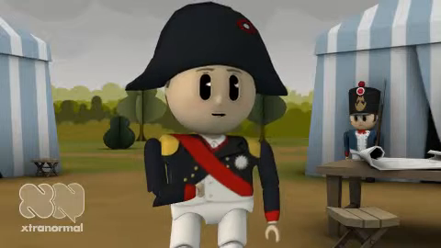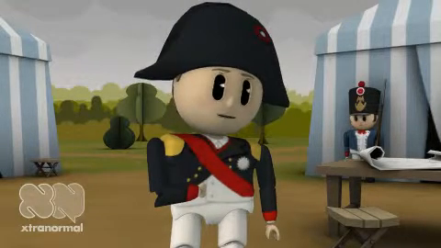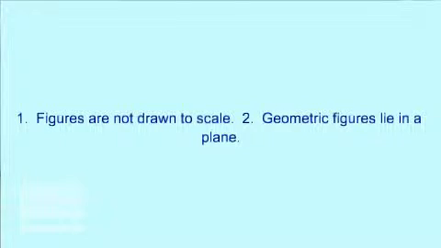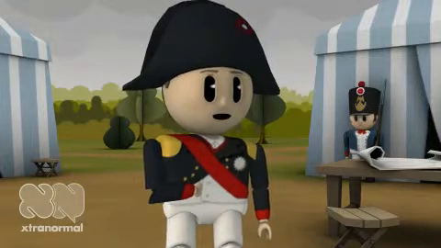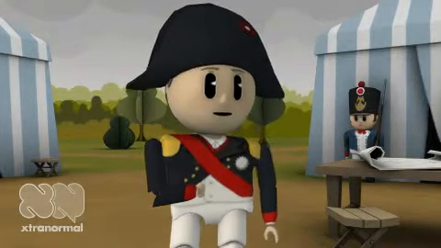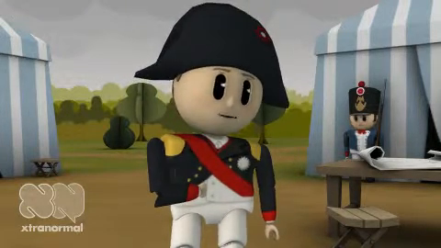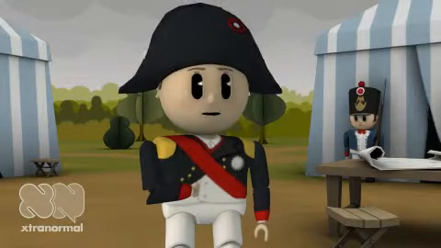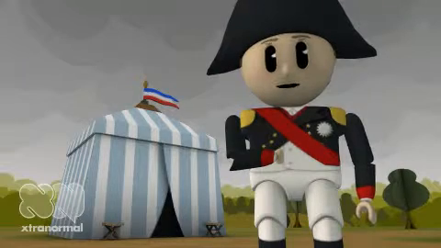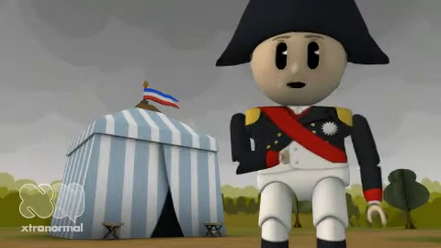Second, the geometric figures lie in a plane. Assume they are all flat unless otherwise noted. Third, the word line indicates a straight line. It might look crooked or you might think of a curve, but the term line means a straight one. Finally, the word average indicates the mean. These rules of engagement will be in the directions on the test so you won't forget.